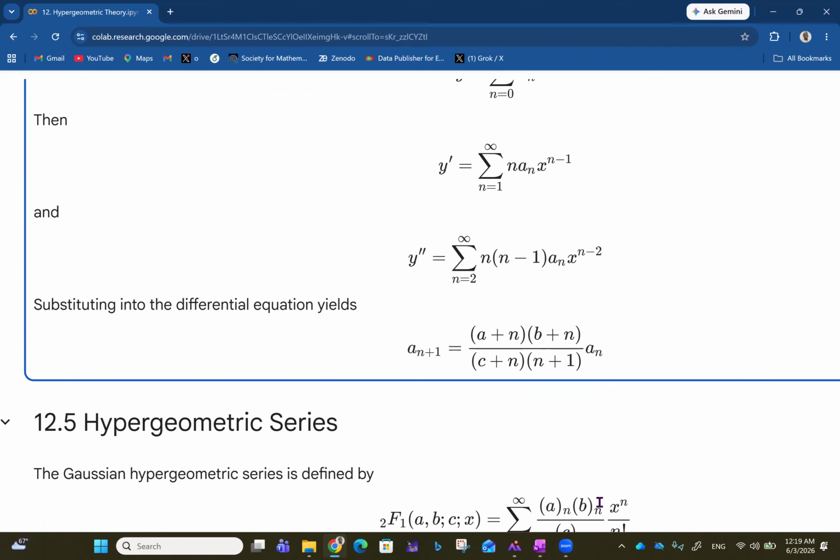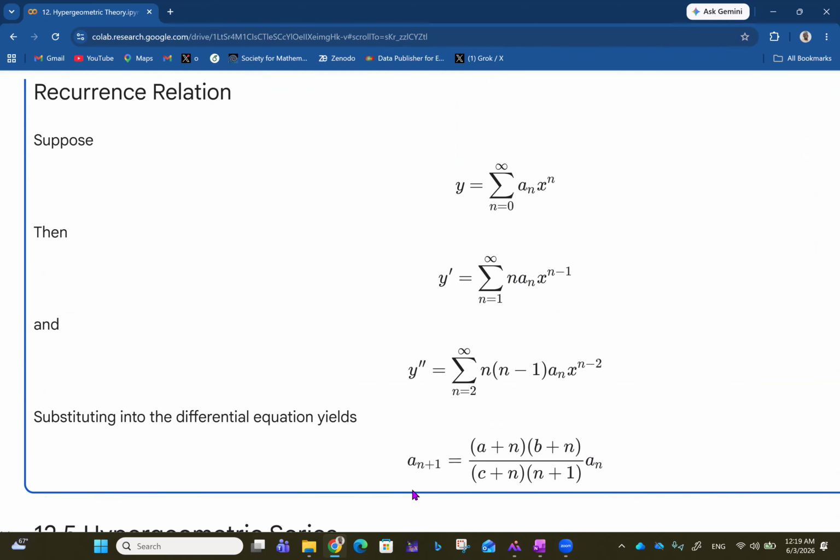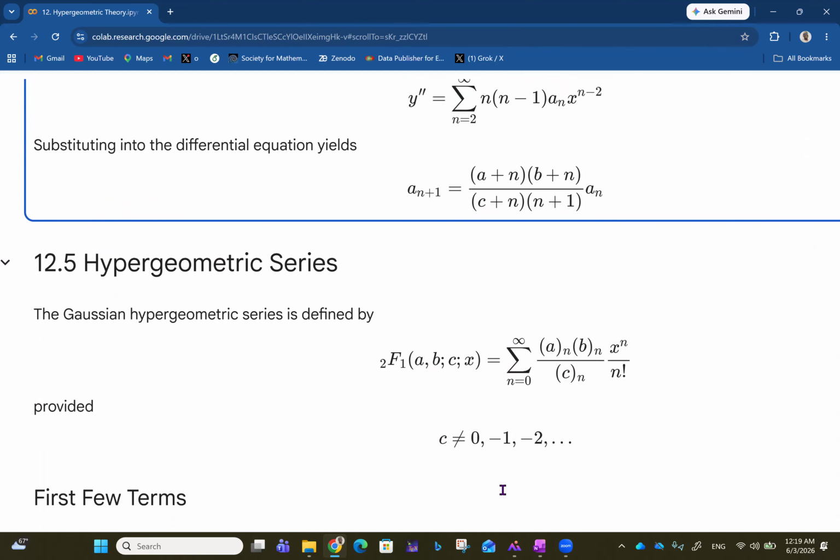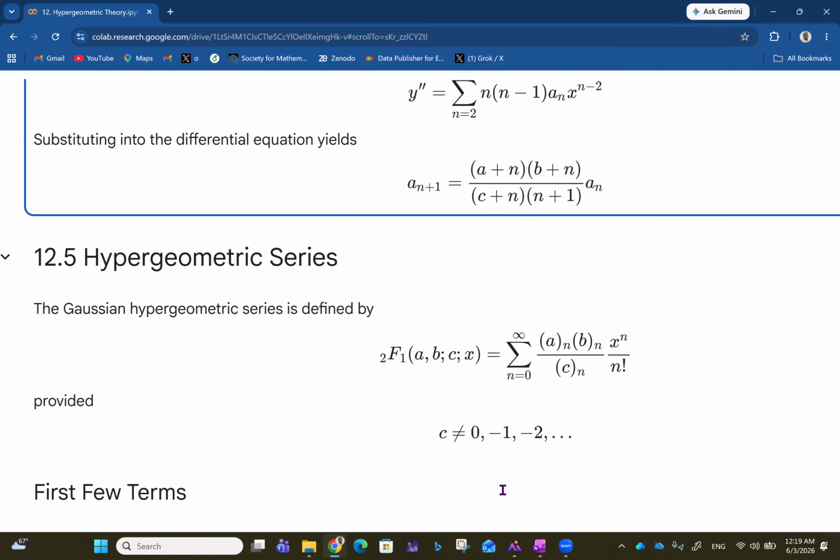With this now, for instance, if you need a1, that means n is 0. So that means you have ab over c multiplied by a naught. Once you know what a naught is, you can keep generating the terms like that. So that is what we come to do over here, talking about the hypergeometric series now.